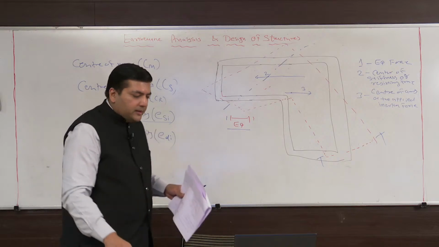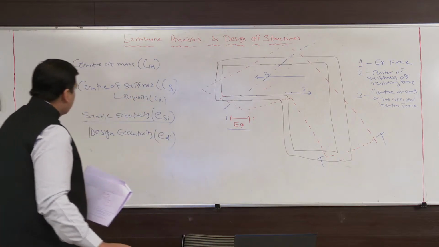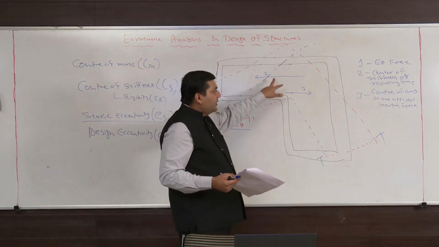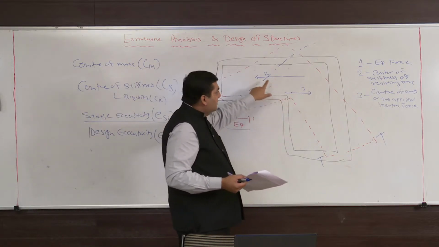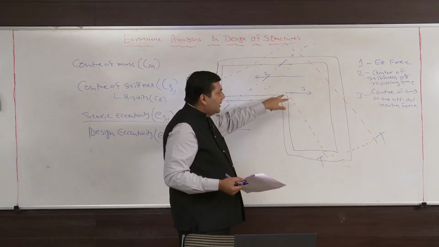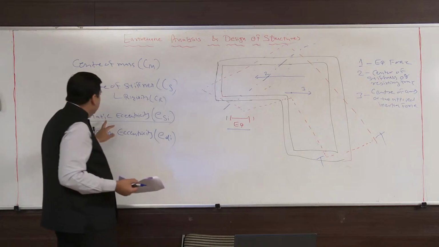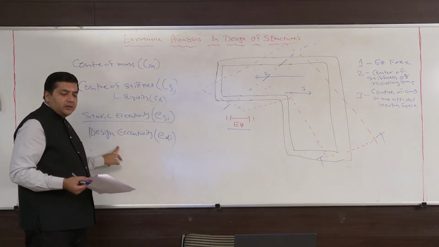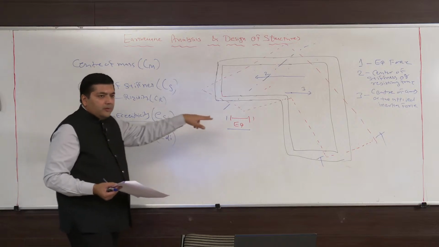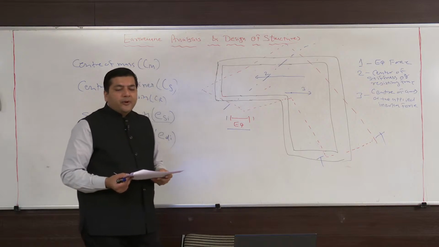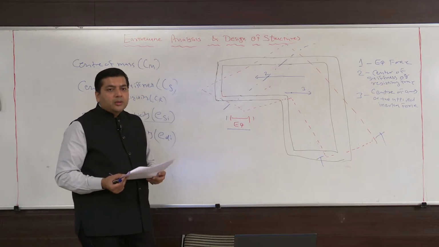So you have to find out the center of stiffness and center of mass, then you have to check whether they coincide or not, and if they do not coincide then we have to calculate either static eccentricity and design eccentricity. For what? For calculation of the torsional effect of torsional force in the block or building, right?